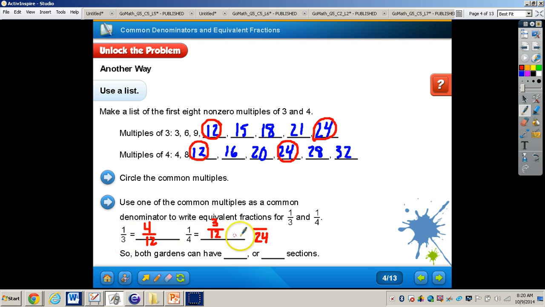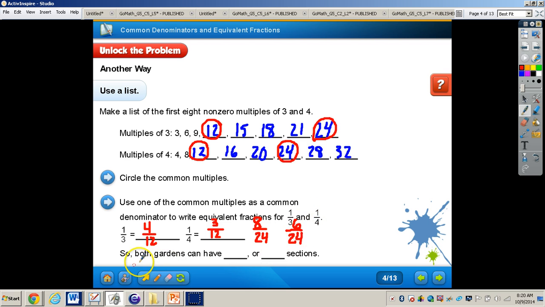Think about what you did to 3 to make it 24. You multiplied by 8. What you do to the denominator, you must do to the numerator. You multiply that 1 by 8, giving you 8 over 24. Once again, with my 1/4, making that denominator a 24, what did you do to that 4 to get it to 24? You multiplied by 6. So you multiply that numerator by 6 as well.